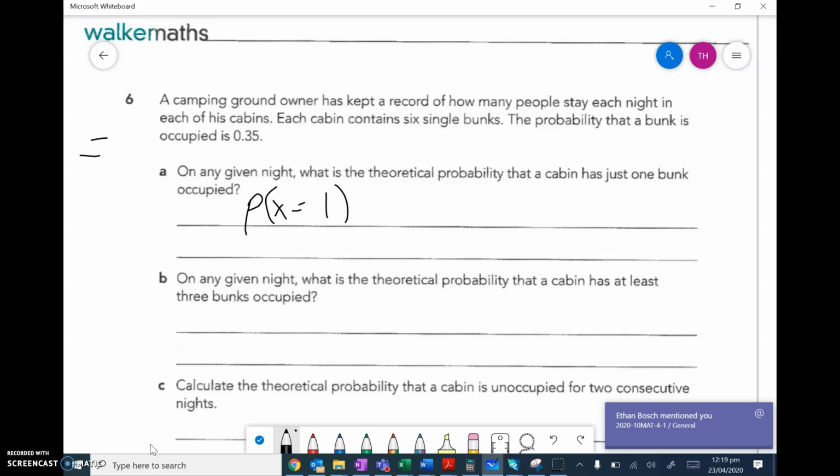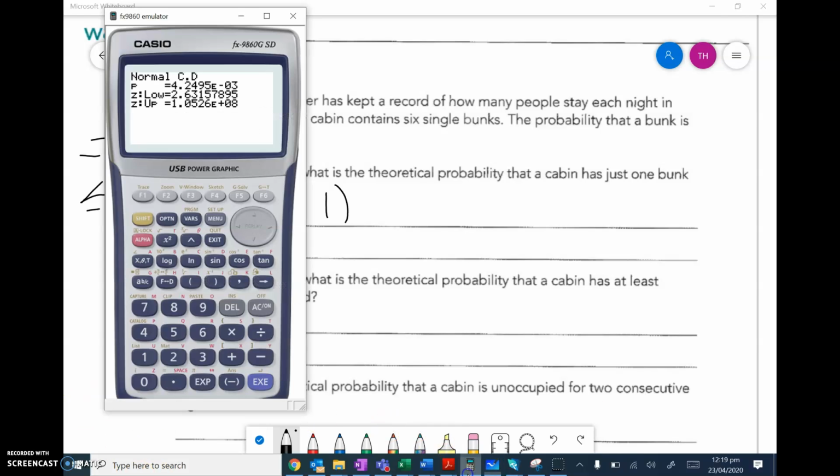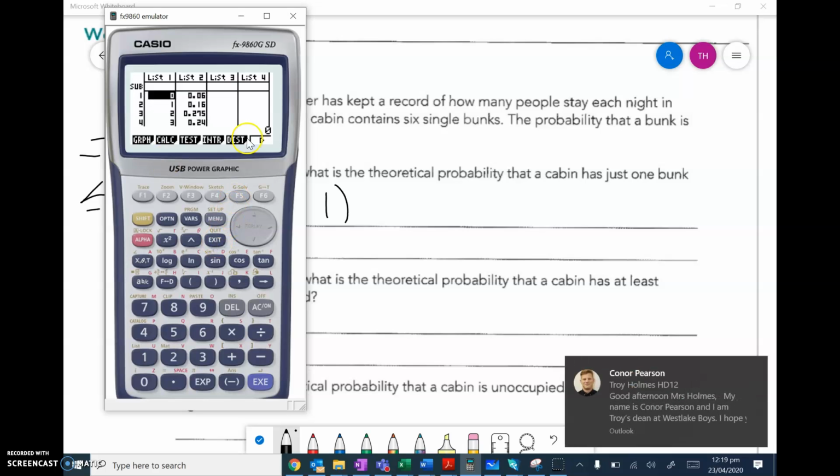Remember, equals is BPD, less than or equal to is BCD. So I'm trying to work out the probability x is equal to 1. Go into my calculator.